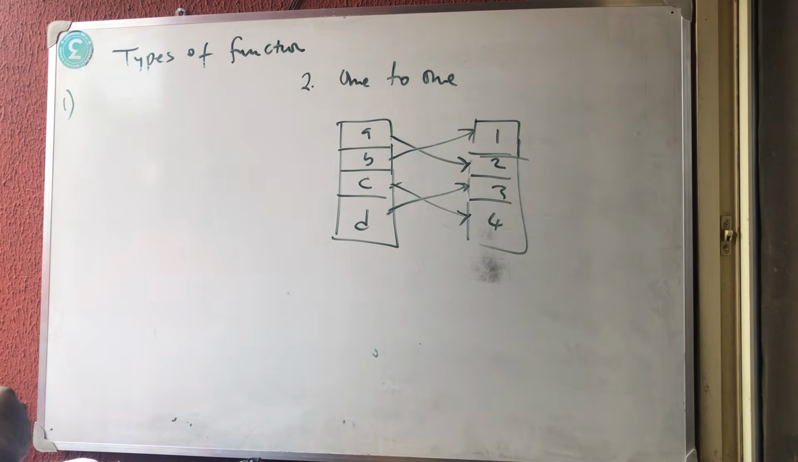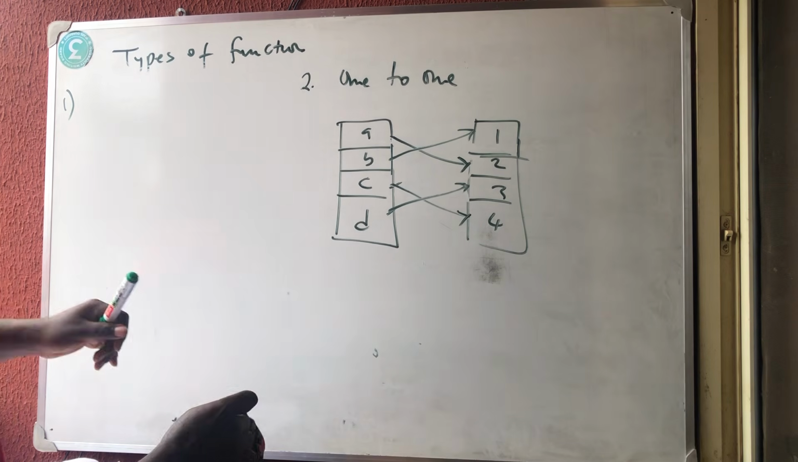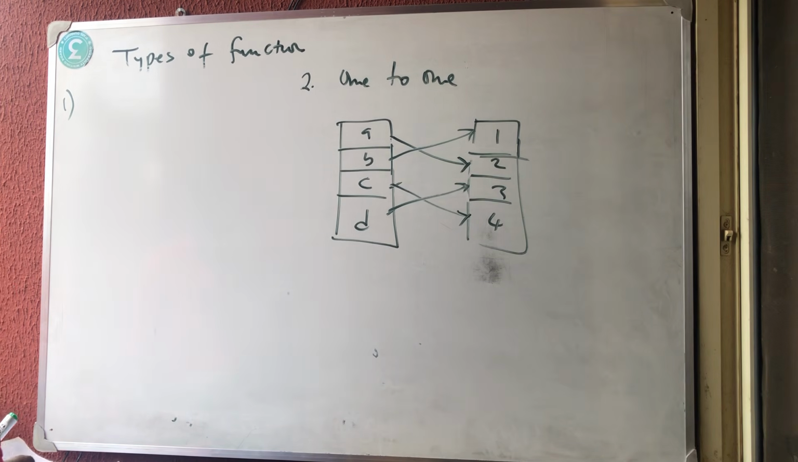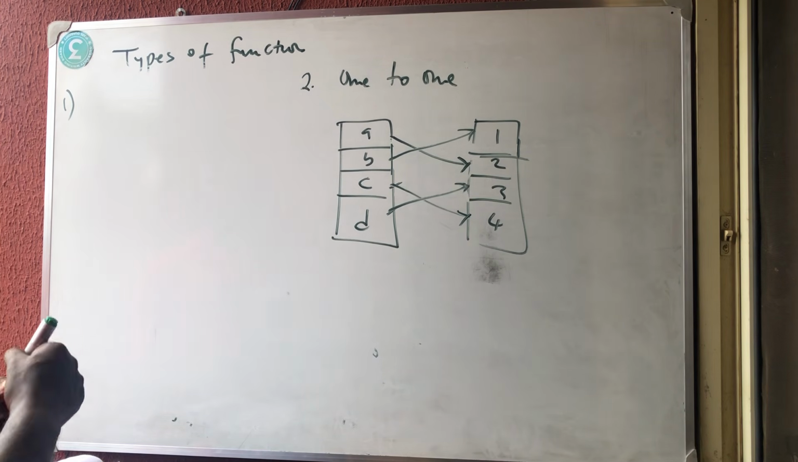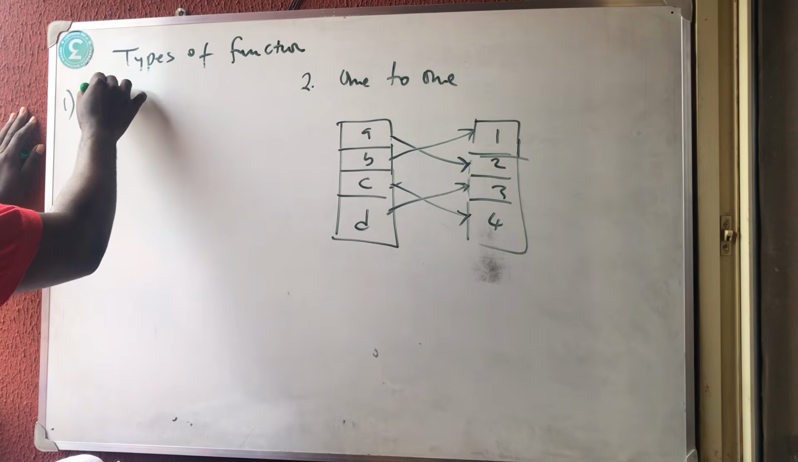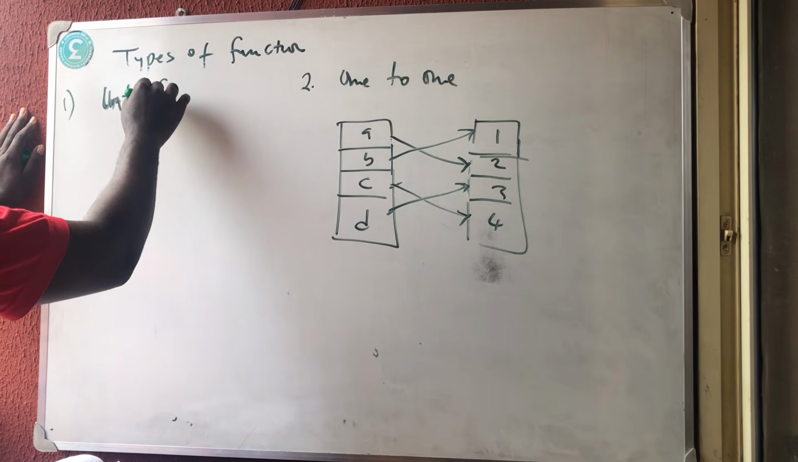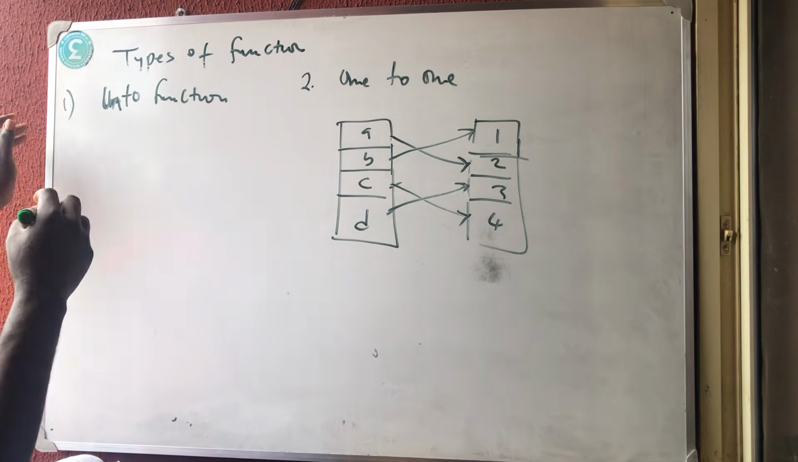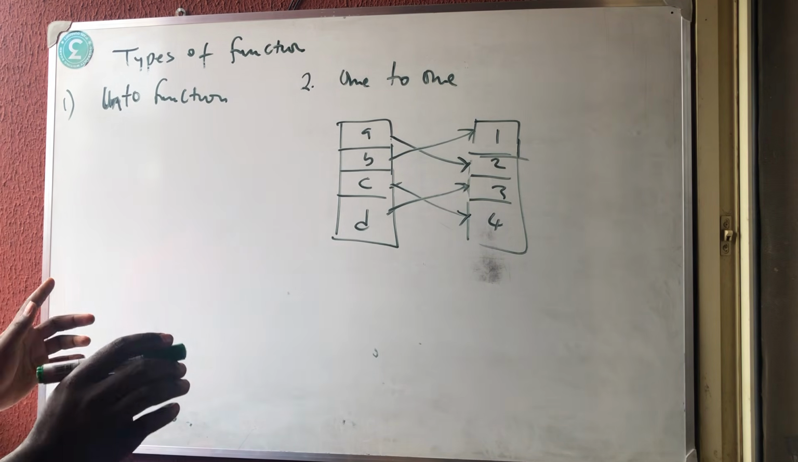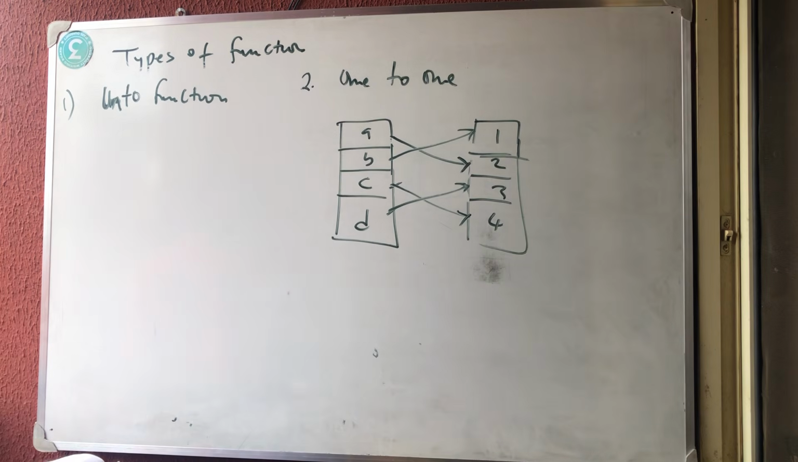Okay, when I'm done, let me give you the last one. The last one is onto. Now, onto function is the one that sounds different. Every other one, from the name you will know it, but onto, U-N-T-O, onto function. Onto function means that the codomain is equal to the range. What do I mean by the codomain being equal to range?